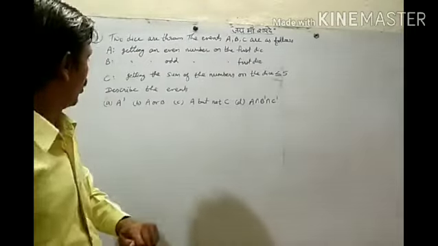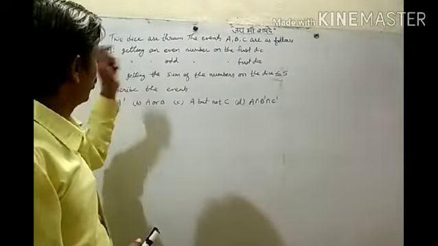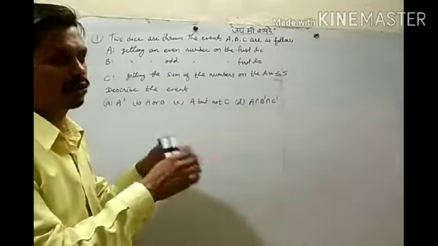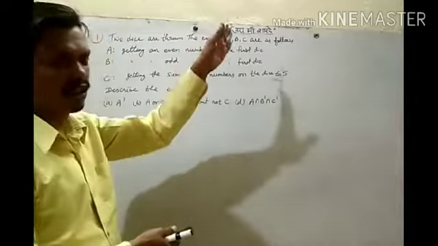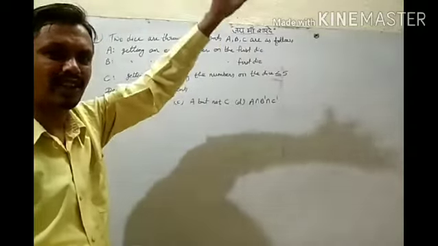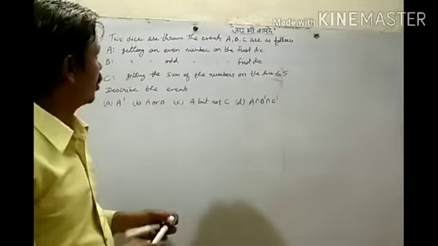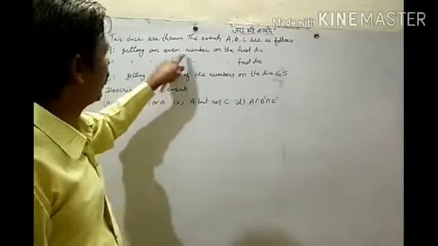Okay, so first of all, if we throw 2 dice, what will happen? This we have seen. If we throw 2 dice, we get 1,1, 1,2, 1,3, 1,4 like this. You can find the sample space for throwing 2 dice. Okay? Now, event A, getting an even number on the first die.